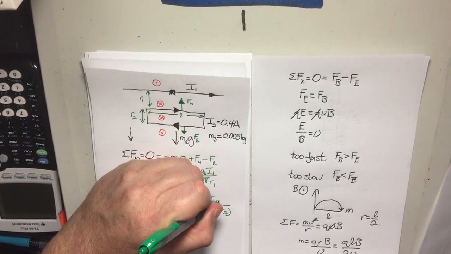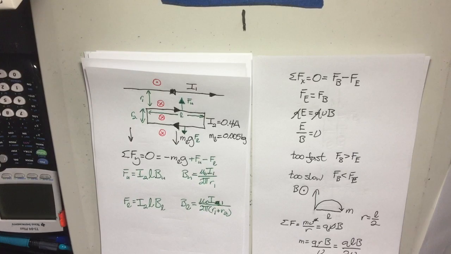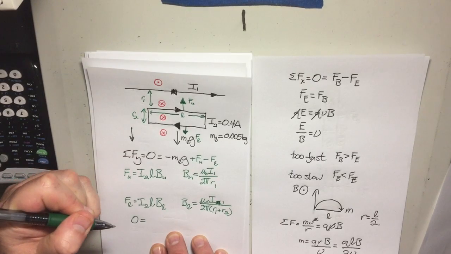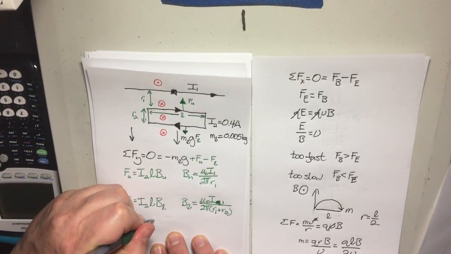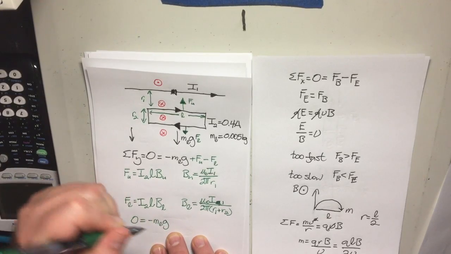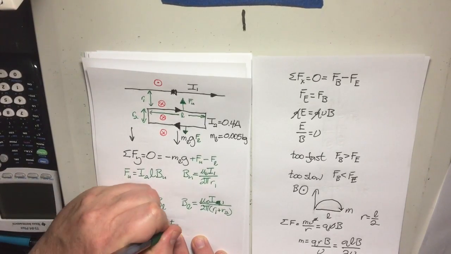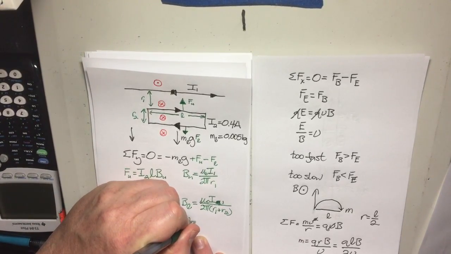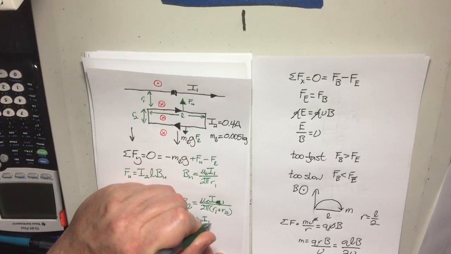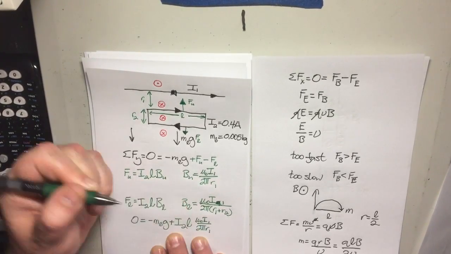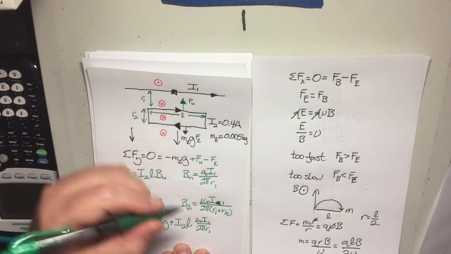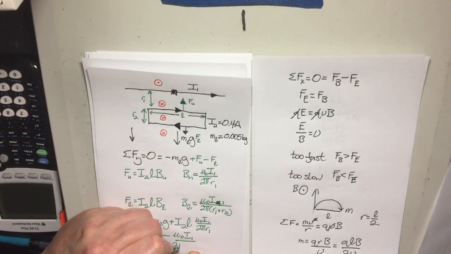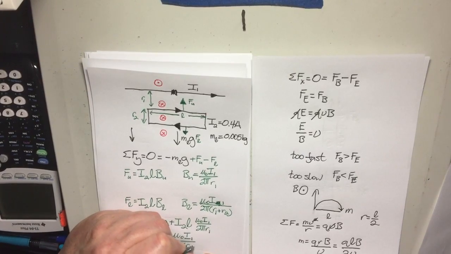And actually this is, once again, I1. So this 0 is minus mLg plus I2 L mu naught I1 over 2 pi R1 minus mu naught I1 over 2 pi (R1 plus R2).